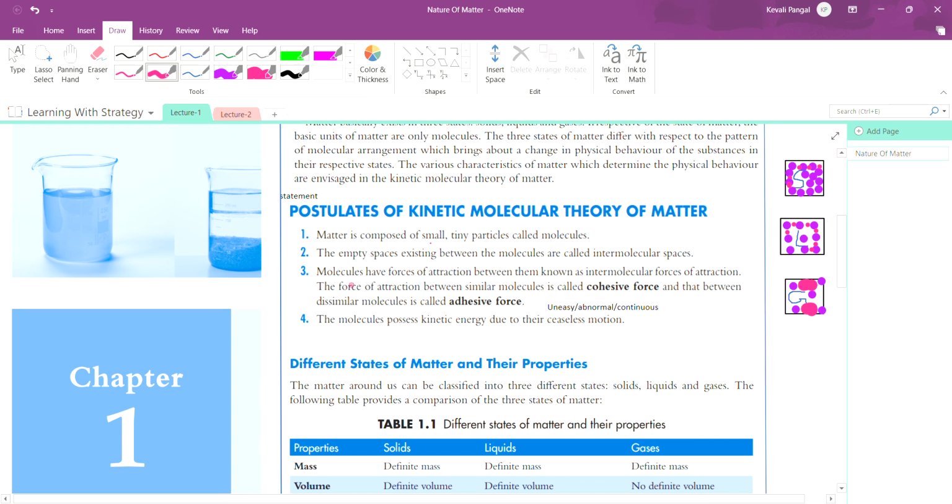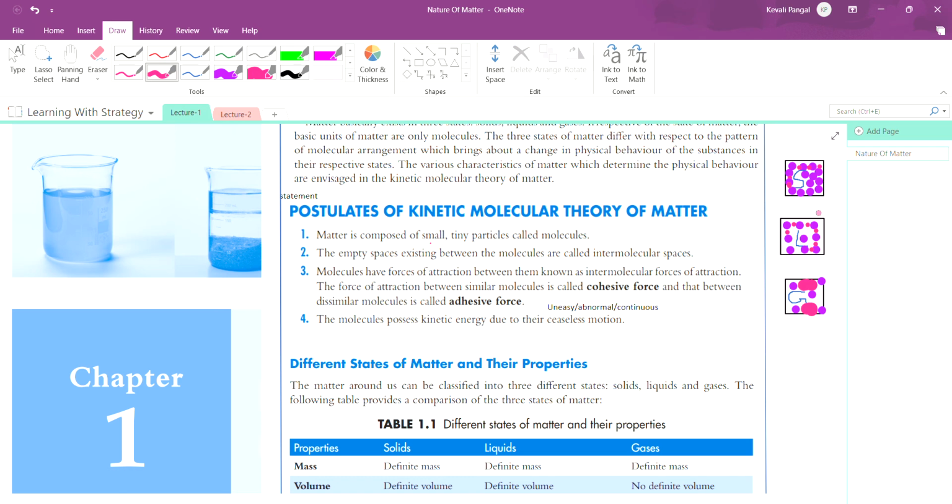Now let us see the third postulate. The molecules have forces of attraction between them, known as intermolecular forces of attraction. Just imagine if there were no attraction between the two molecules of matter, what might have happened? They would have roamed everywhere, then solids would not be solid, liquids would not be liquid, and gases too would not be gases. They would become so far away from each other that it couldn't be called matter.